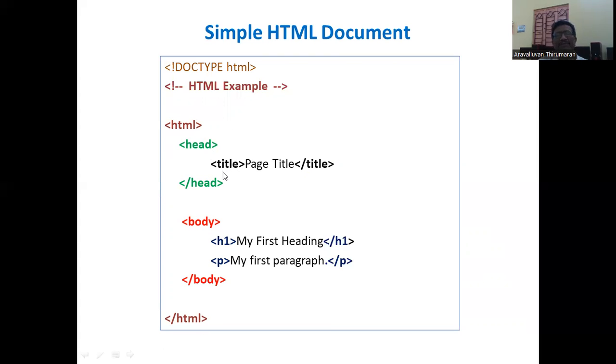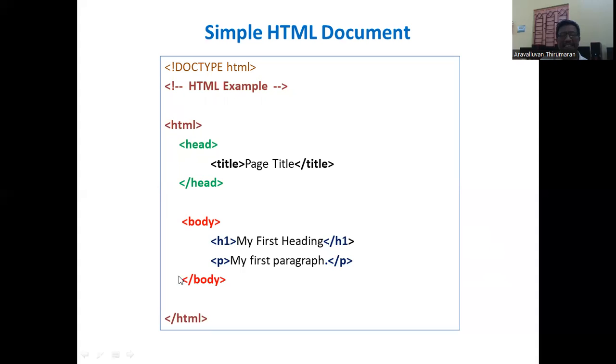In the head section, there is a title, that is the page title, and it ends with /title. This title is shown in the web browser title bar. And the second one is the body section, H1. It's a heading tag. My first heading, this is the content to be displayed, and it ends with the end tag. Similarly, P stands for paragraph, starting with my first paragraph /P. This is the content of the paragraph, /P is the end tag.